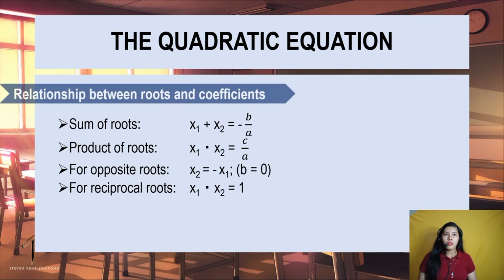Now for the relationship between roots and coefficients, to find the sum of roots, we have x sub 1 plus x sub 2, that's equal to negative b over a. For the product of roots, that's equal to c over a. For opposite roots, we have x sub 2 is equal to negative x sub 1, b is equal to 0. For the reciprocal roots, x sub 1 times x sub 2 is equal to 1.